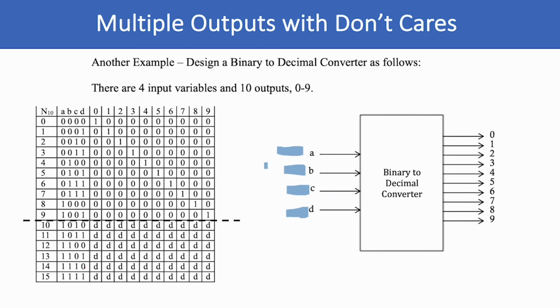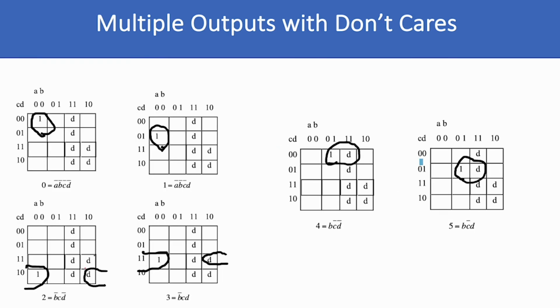And again, we're saying that the input numbers A, B, C, and D will only run through these 10 numbers, 0000 through 1001. These down here will never occur. Since they never occur, we can make them all Ds, or don't cares, in our map. All right, let's look at what the Karnaugh maps look like for this particular function.